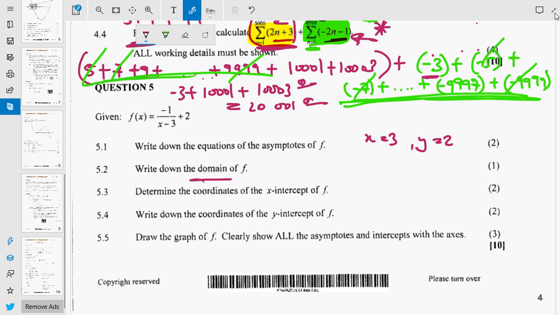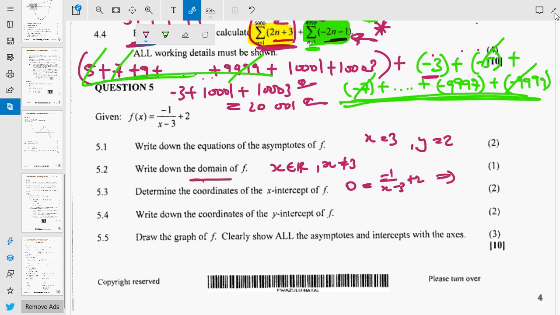They ask you the domain of f. Again, this is like bookwork. You know that x must be an element of the reals, but since we have an asymptote at x equal to 3, x must not be equal to 3 because our graph will be undefined there. The third part of the question asks us to determine the coordinate of the x-intercept. For the x-intercept, y will be equal to 0. So you'll be solving the equation 0 is equal to minus 1 over x minus 3 plus 2.